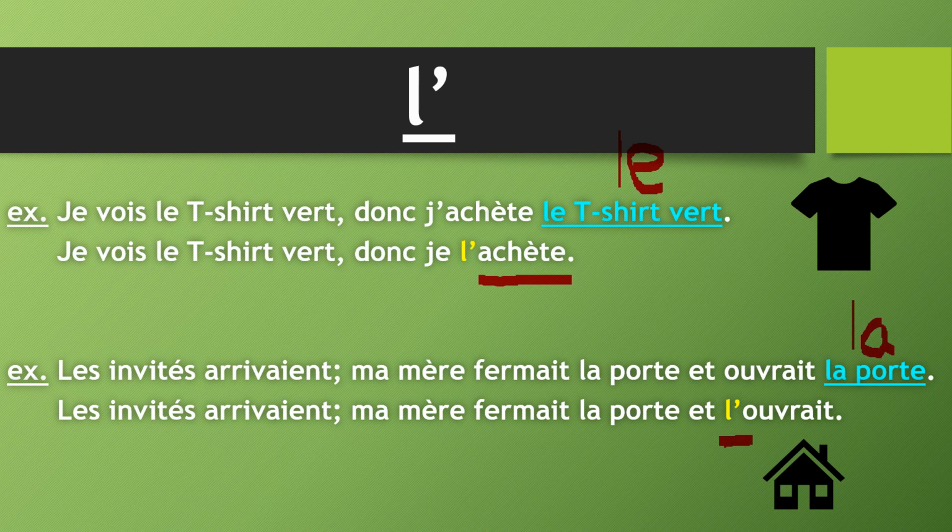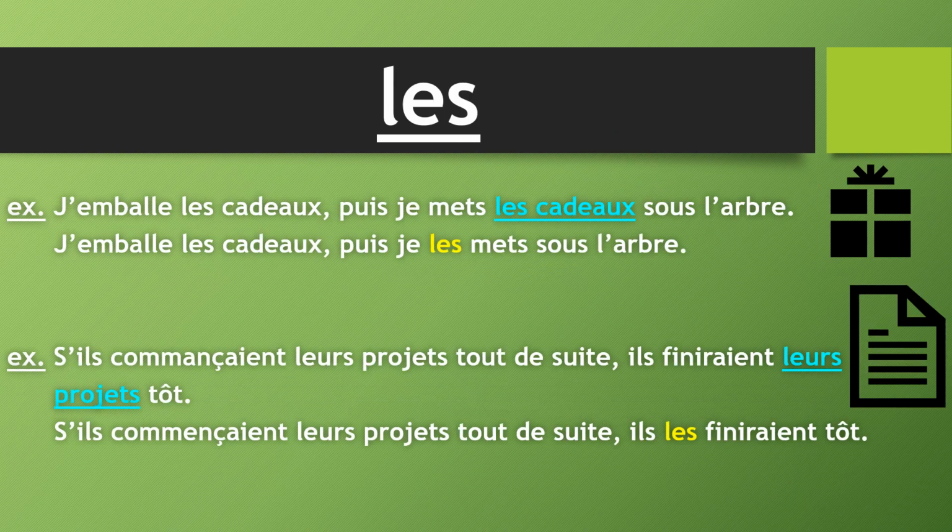So your new sentence would read, Les invités arrivaient. Ma mère fermait la porte et l'ouvrait. The guests were arriving. My mother was closing the door and opening it. The pronoun les replaces a direct object that is plural, regardless of its gender.